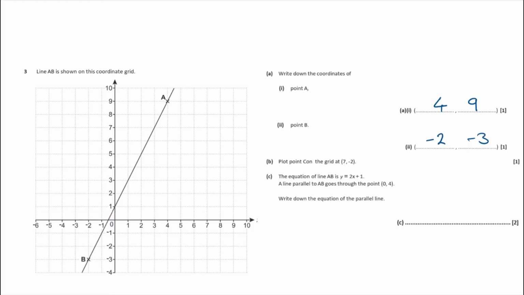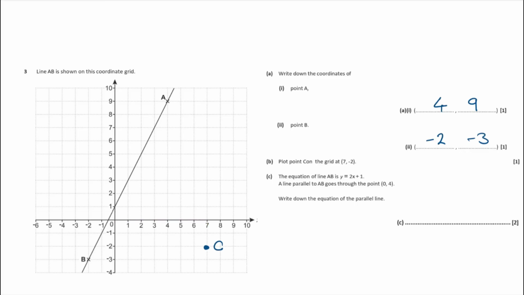Okay. And then part B says plot point C on the grid at 7, -2. Well, 7, -2 is going to be like 7 along, take me to there, and then 2 down. So it's going to be this point here. That's the point C. I'm going to label it C. Let's get rid of that bit.